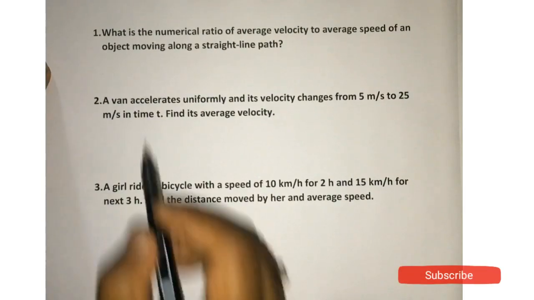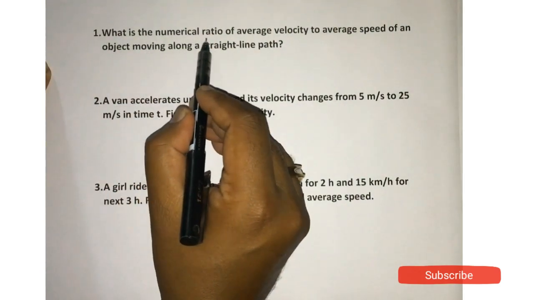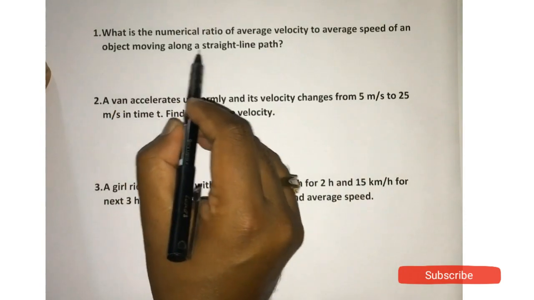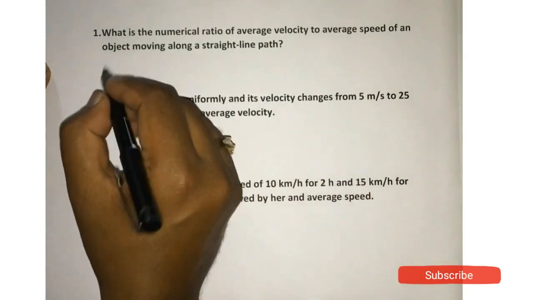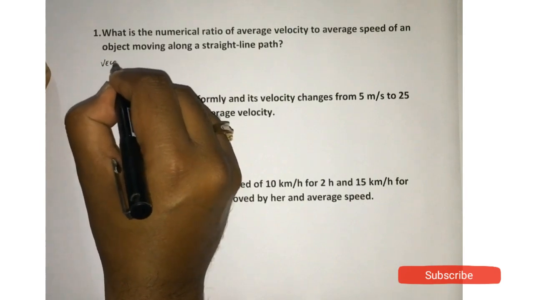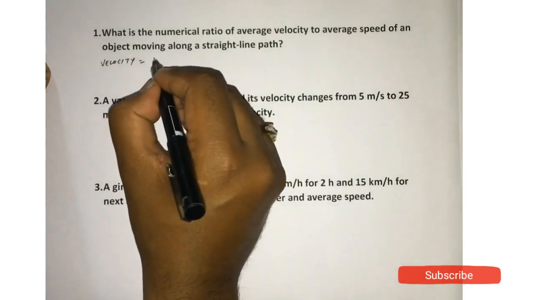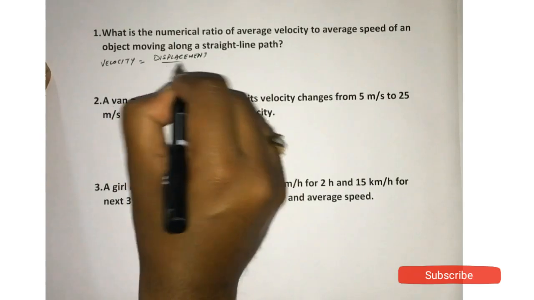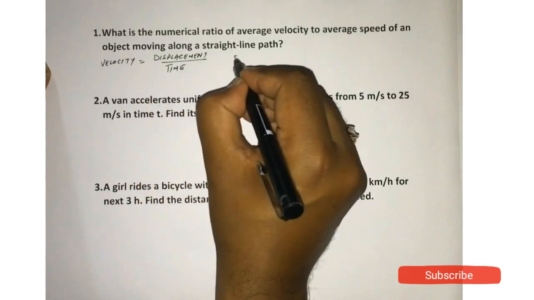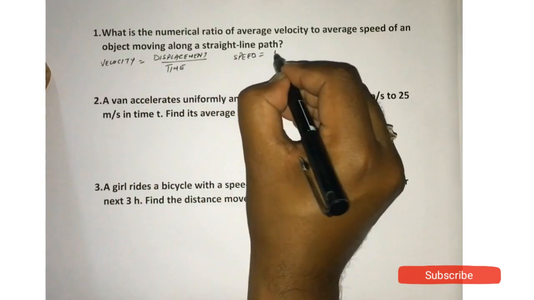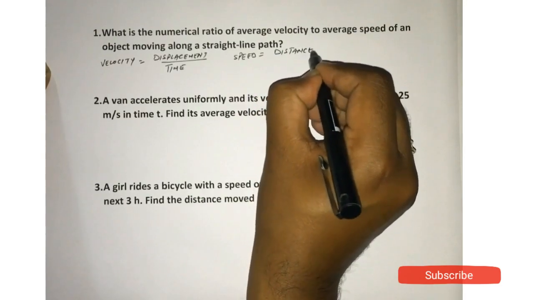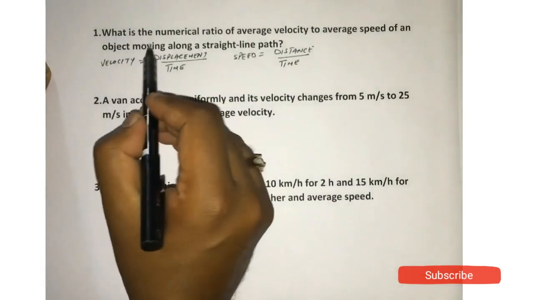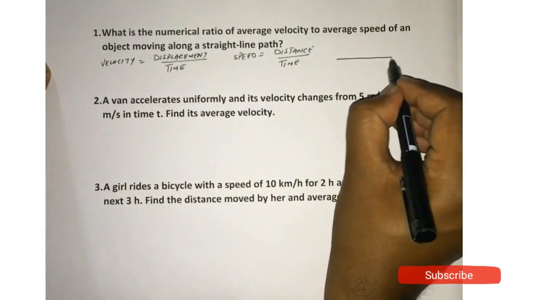The question is, what is the numerical ratio of the average velocity to the average speed of an object moving along a straight line path? We know that velocity is displacement upon time, and speed is distance upon time.